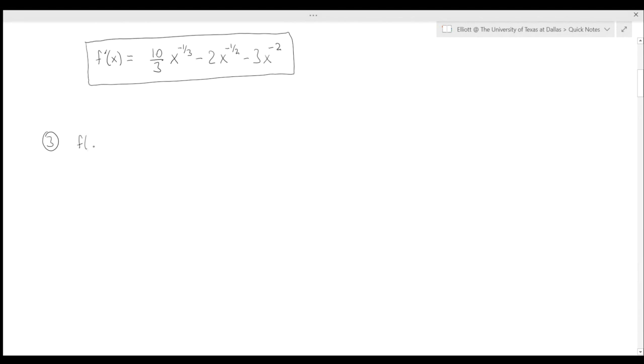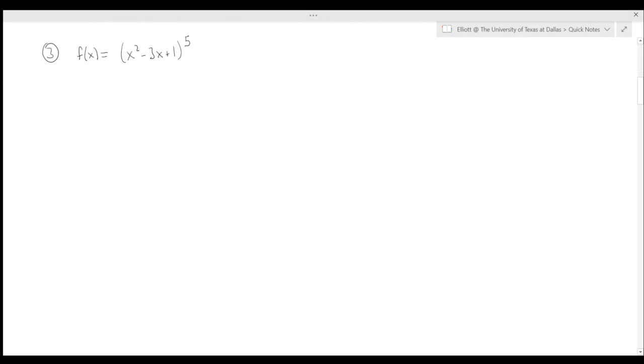Okay, so next we have the function f of x. And so it's x squared minus 3x plus 1 to the 5th power. So in order to find the derivative of this function, we're going to need to use the chain rule. And so I'll kind of remind you guys how it works for functions like this.